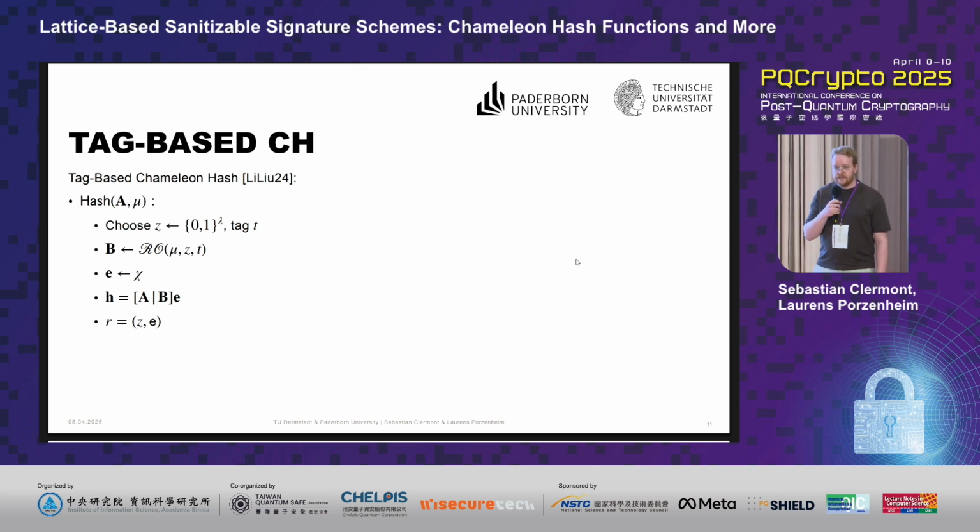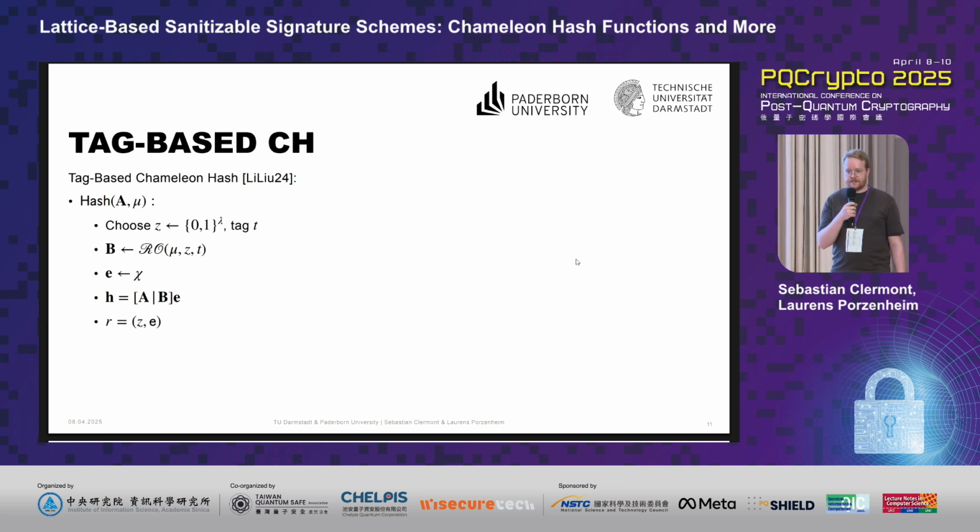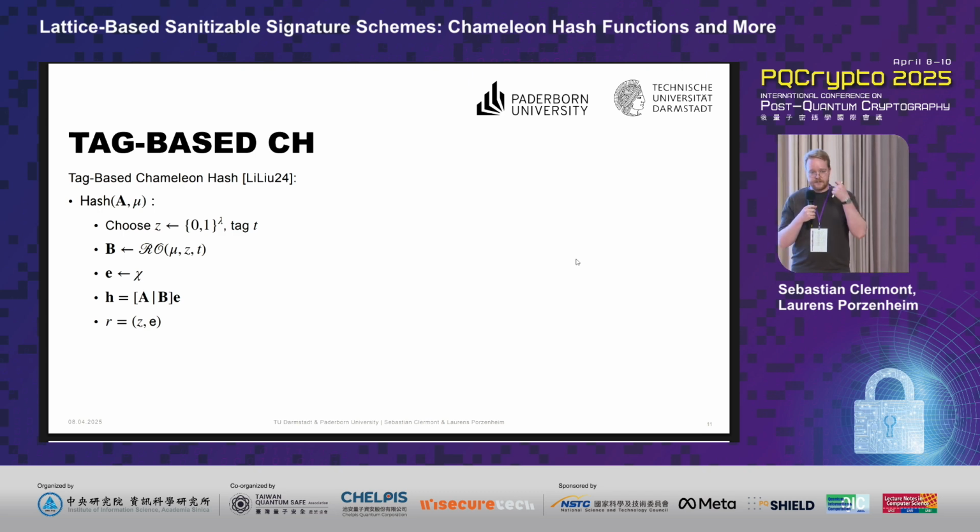The next construction that is in the literature is a tag-based Chameleon hash by Li and Liu, which works in kind of a similar way, but avoids showing an adversary a basis, basically. Because what they do is, for each message, they generate a new B. They do this with the random oracle, so they put a uniform Z into the random oracle together with the message, and then also some tag to generate a new B, and then they do this multiplication of a short E with the matrix.